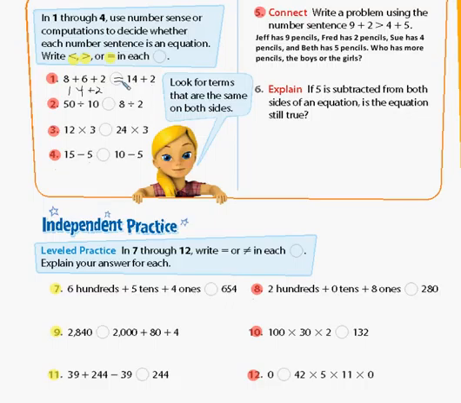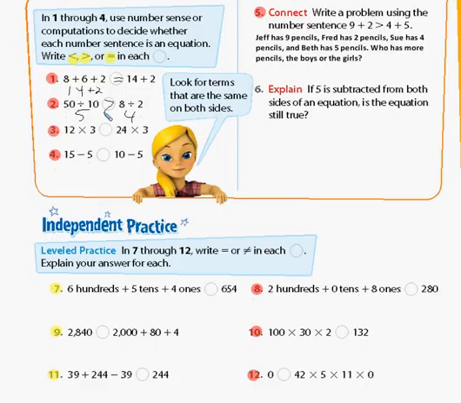Okay, so the next one, problem number 2. 50 divided by 10. Okay, 50 divided by 10. I know 10 times 5 is 50, so 50 divided by 10 would be 5. Okay. 8 divided by 2. I know that 4 times 2 equals 8, so 8 divided by 2 would be 4. So this side of the equation is 4, this side of the equation is 5, so that means this side is greater. Okay, problem number 3.